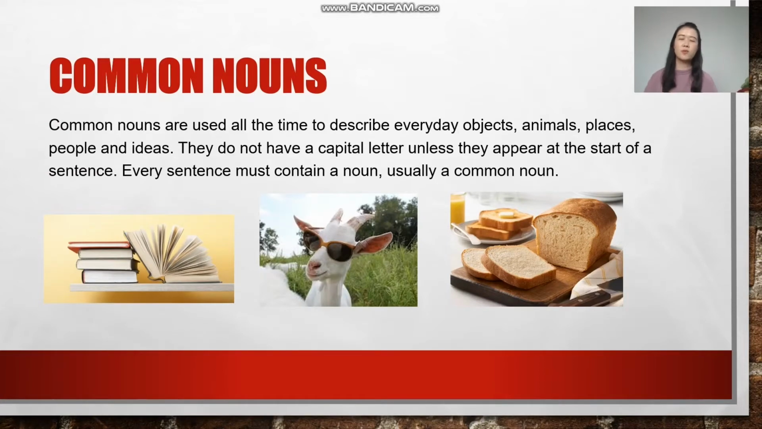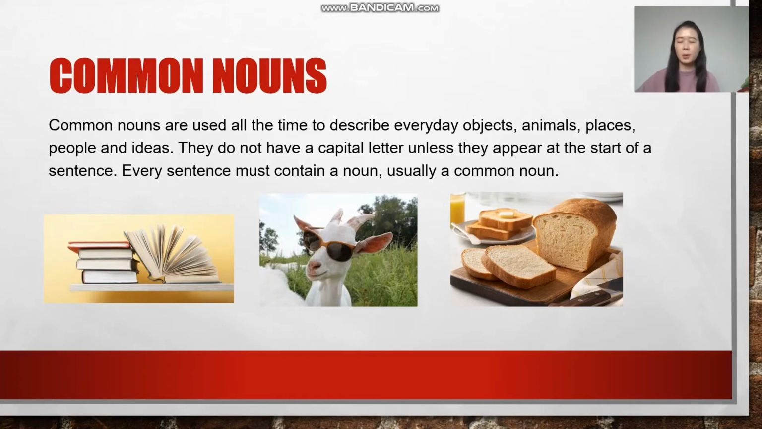Let's start with the first type of the noun. It's called common nouns. You can see from its name, common. Okay, so you can see this kind of noun in your everyday life. You can see the definition. Common nouns are used all the time to describe everyday objects, animals, places, people, or ideas.